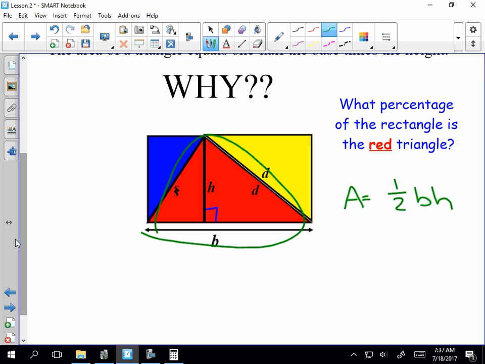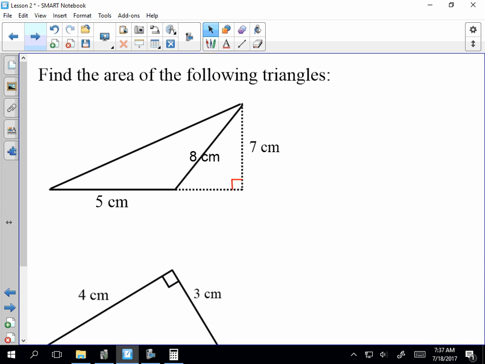It works because if we can build a rectangle, we understand how the pieces of the rectangle work with any area formula to help us find a triangle, to help us find the parallelogram in our last lesson, and it's also going to help us find the area formula for a trapezoid and a kite.